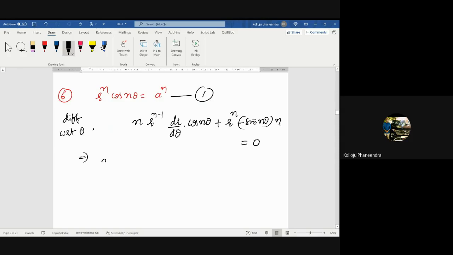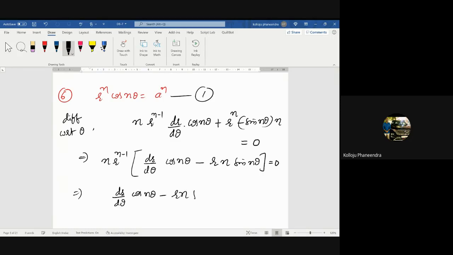So what are the common terms? n into r to the power of n minus 1 is common, so the remaining terms are dr by d theta cosine n theta minus, r to the power of n minus 1 being common, one r will remain, r n sine n theta equal to 0, right? So which part is equal to 0? dr by d theta bracket function cos n theta minus r n sine n theta equal to 0.